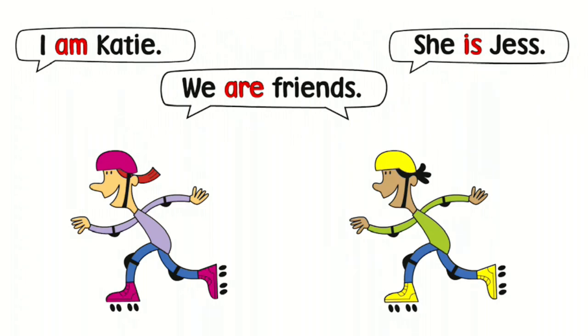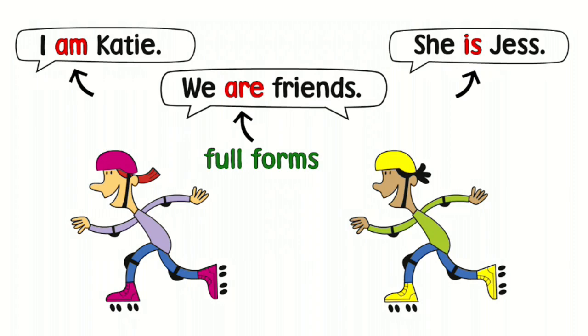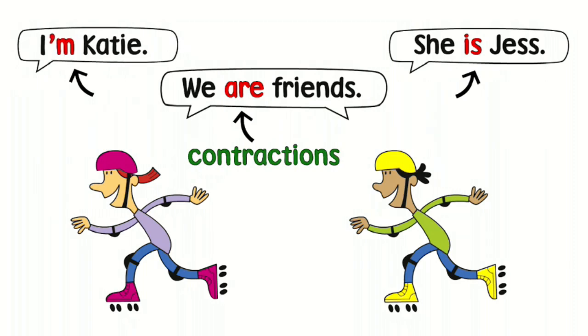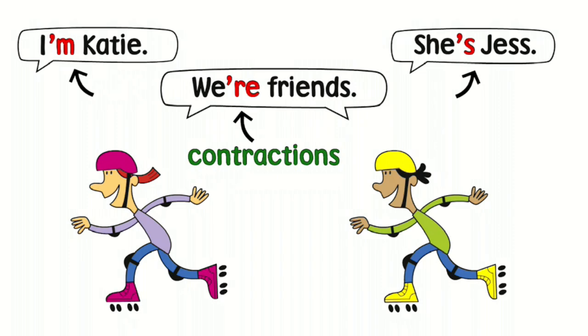We usually use full forms in formal writing and contractions in conversation. I'm Katie. She's Jess. We're friends.